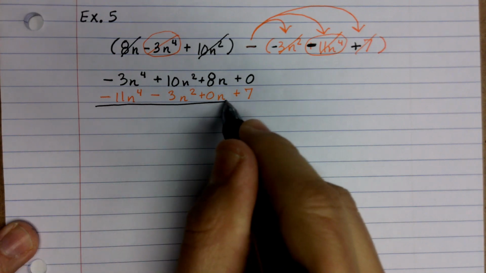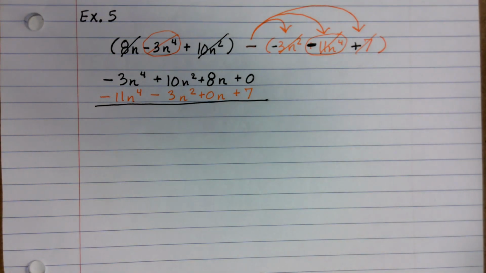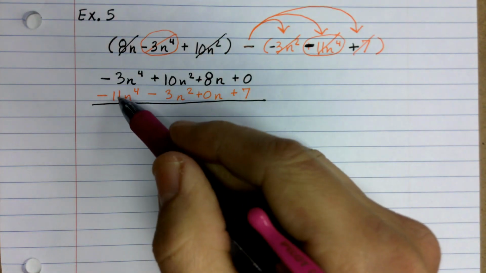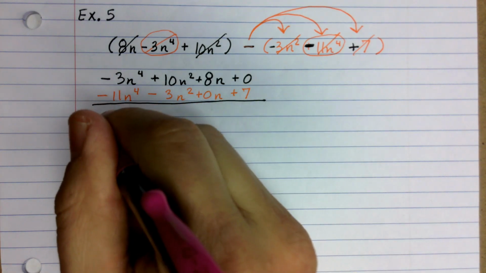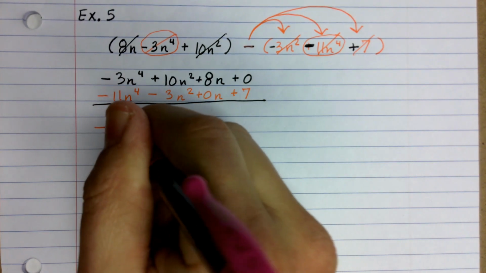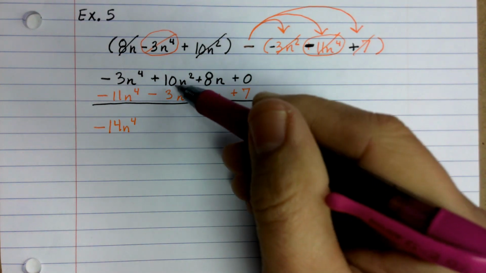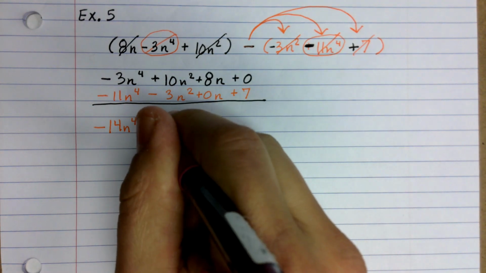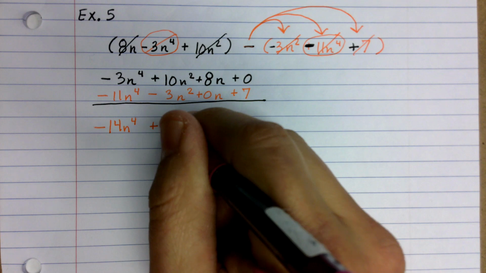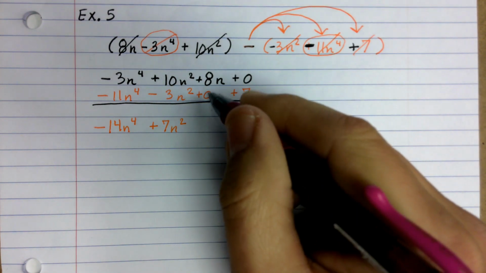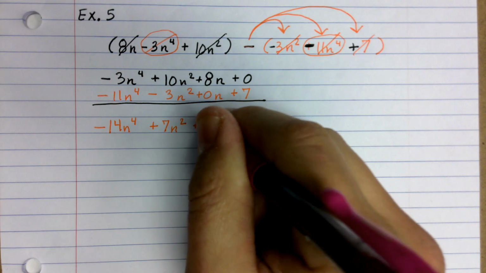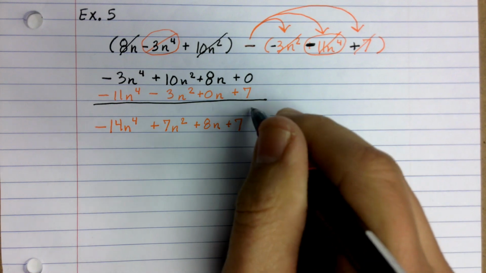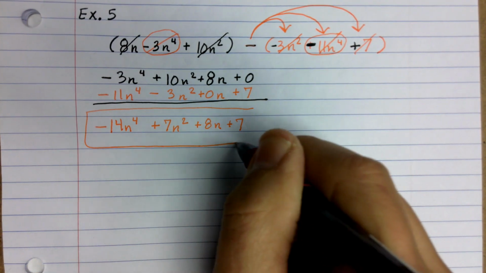And now we're ready to do math from top to bottom. From here, if I take negative 3 and add it to negative 11, that should give me negative 14n to the 4th power. And in the second one, if I take positive 10 and add it to negative 3, that's going to leave me with positive 7, so plus 7, and then bring down my variable, n squared. And then 8 plus 0 is 8, so plus 8n, and 0 plus 7 is 7, plus 7. And that would be the answer for example 5.